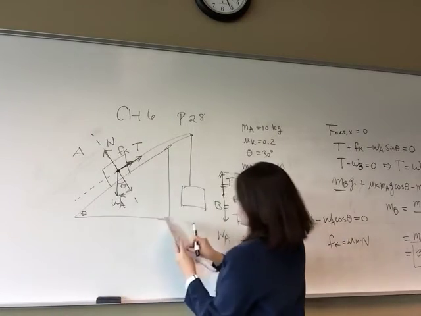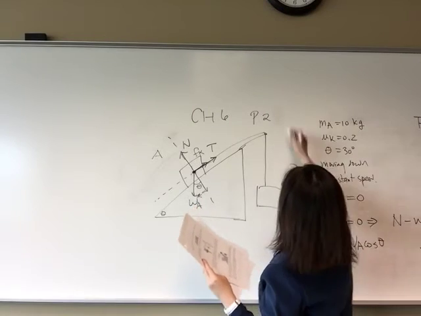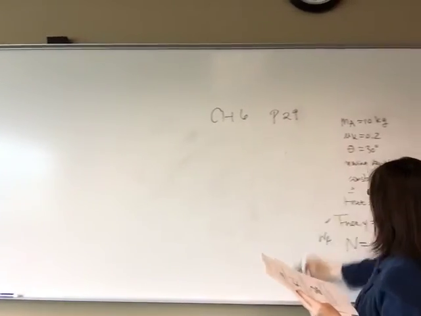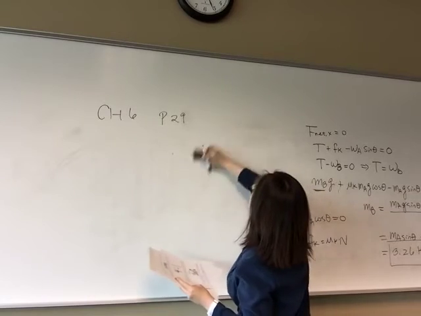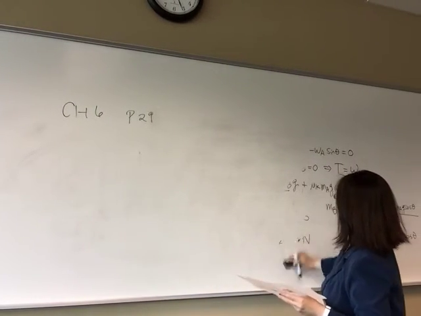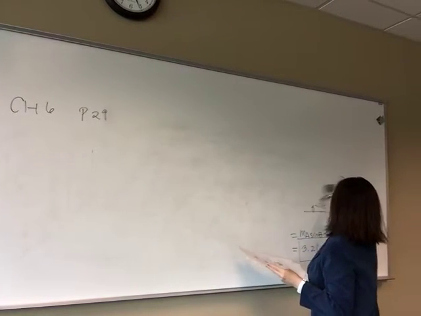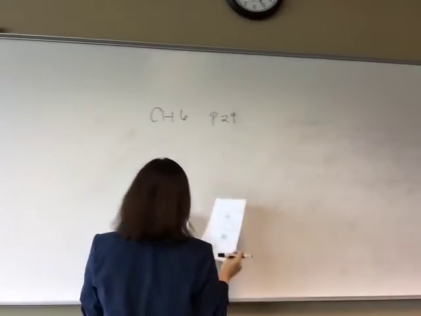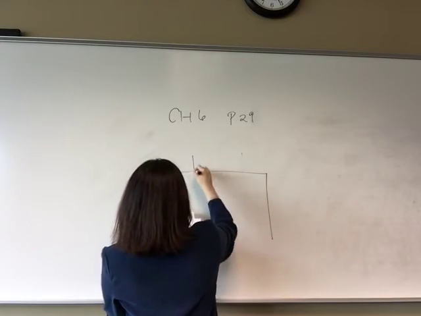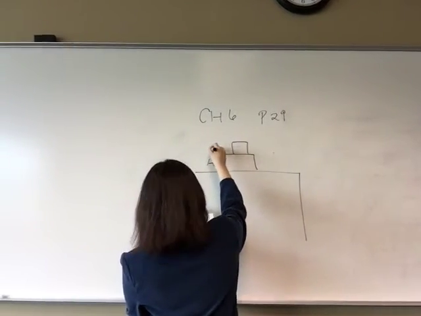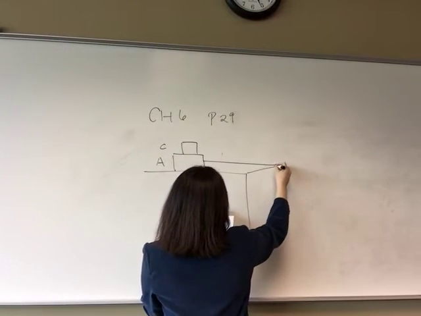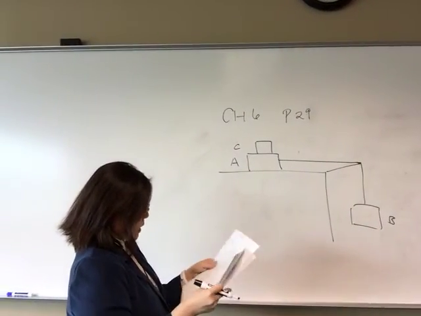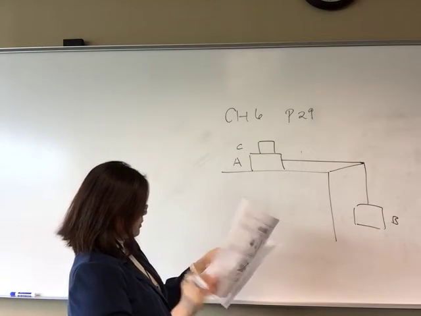Now let's see. We're moving on to another problem, that's 29. All right, 29, let me draw the diagram first. So you have your A, you have your C, and then you have your B. Okay, 29. Where's 29?